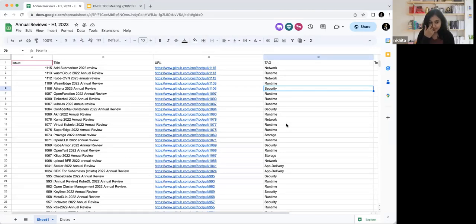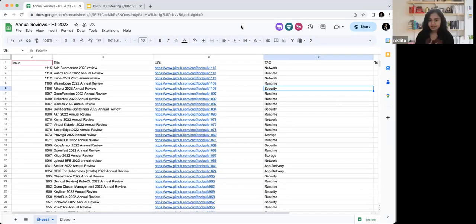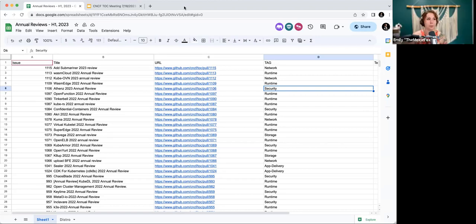I was also thinking that we should probably have, to Richie's point, a guiding checklist so that the reviews aren't arbitrary across tags and it's all consistent. And I know we've talked about probably doing something similar for the due diligence process that the TOC does for incubating and graduating ones. And maybe we should do that for the annual reviews as well. So a checklist would help. Yep, I agree.